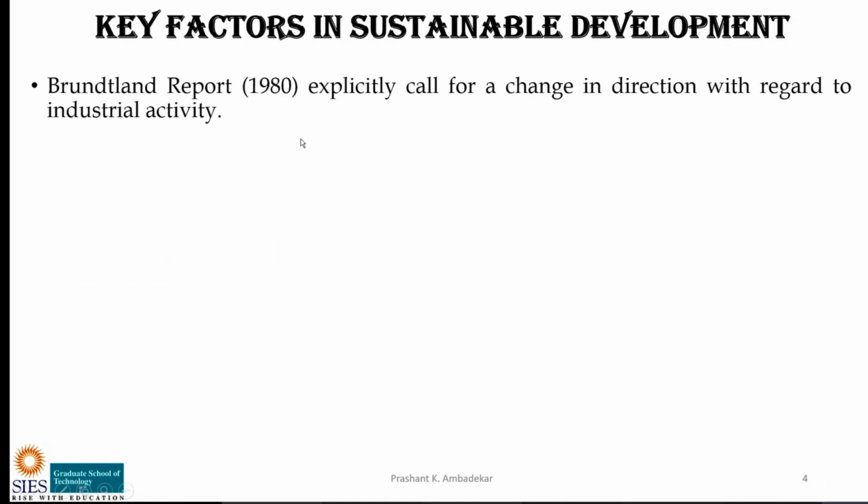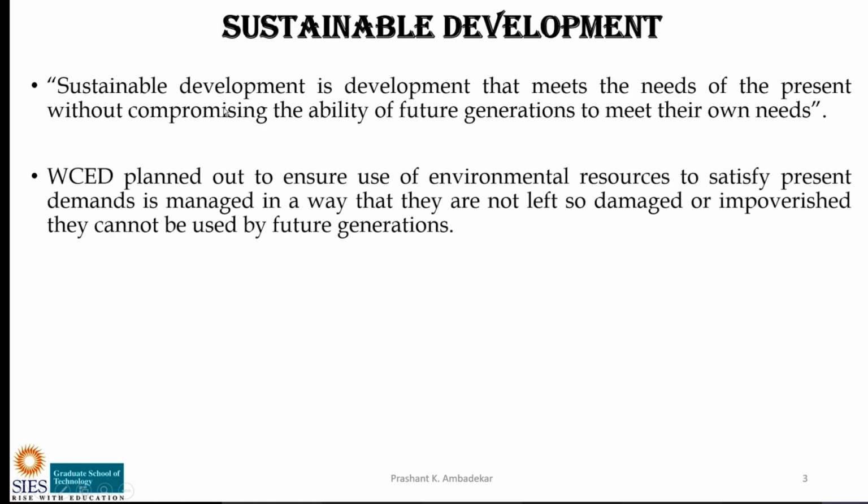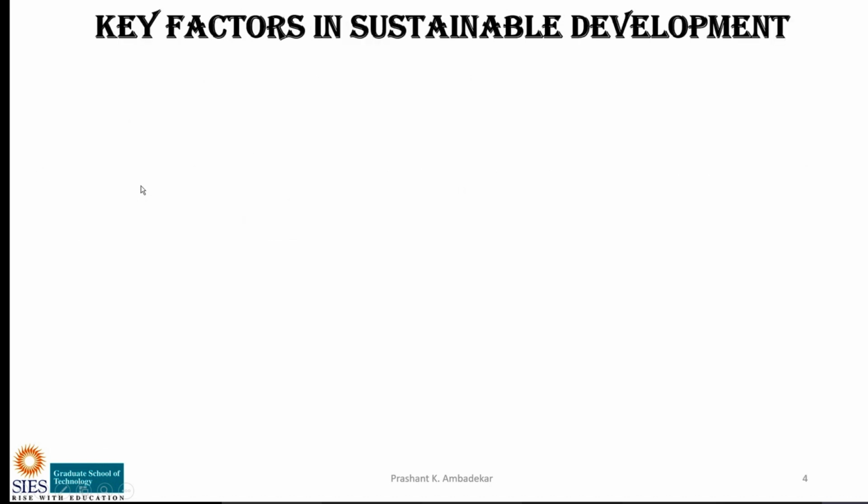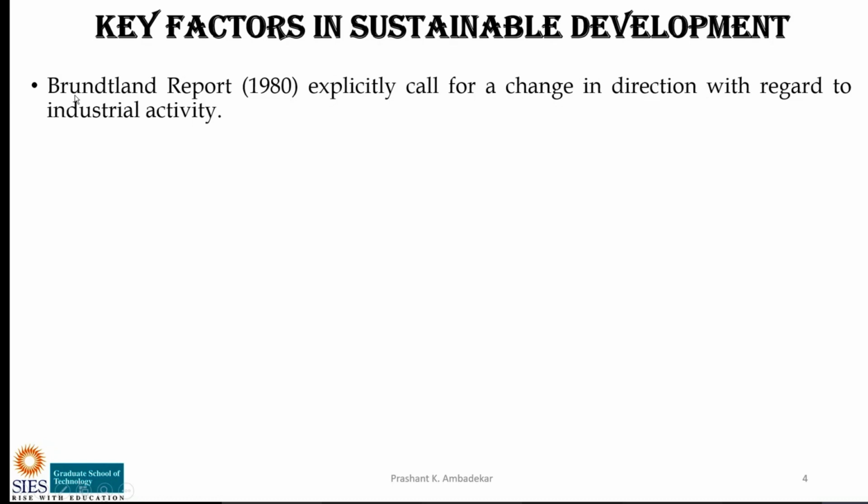Now, I think I told you this was in the 1990s, but I think it was in 1972 to be more precise, when the WCED planned this. And then in the 1980s, the Brundtland report came, and it explicitly called for a change in direction with regard to industrial activity.